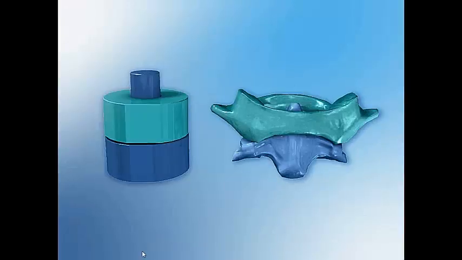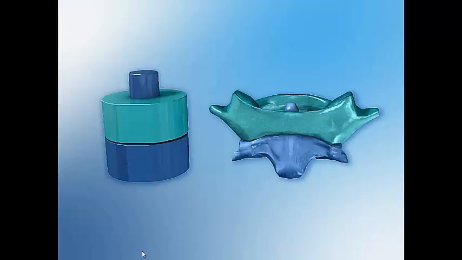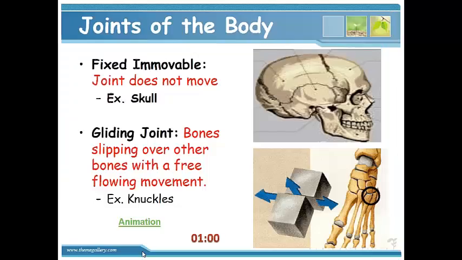At the top of the spine, the atlas and axis form a pivot joint that allows for rotation of the head. Now, the fixed immobile joints. Even we have certain joints inside our body which are fixed and cannot be moved anyway. Example is skull and gliding joint. The gliding joint, as its name says, can glide on each other. Example, knuckles in the finger region is an example for that.